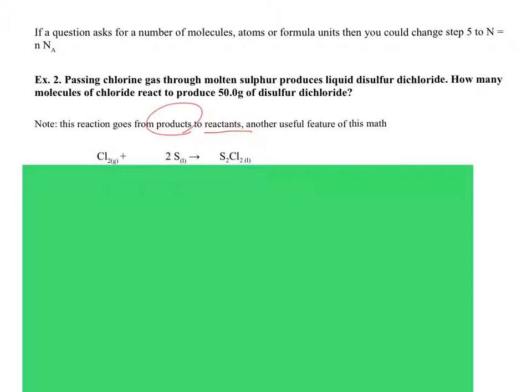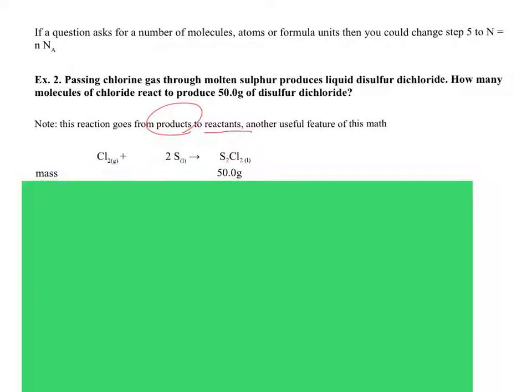So we have to start with a balanced chemical equation. So chlorine gas reacts with sulfur to produce disulfur dichloride. So it's a balanced chemical equation. After that, you have to put in what you know underneath the substances that you have information about.